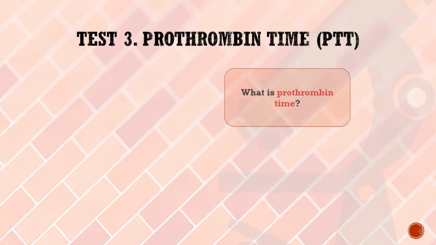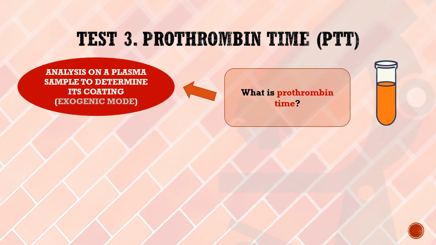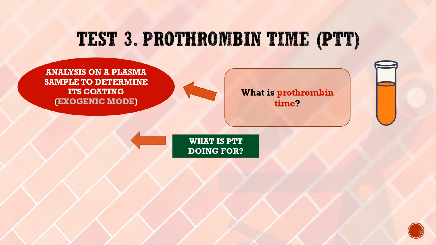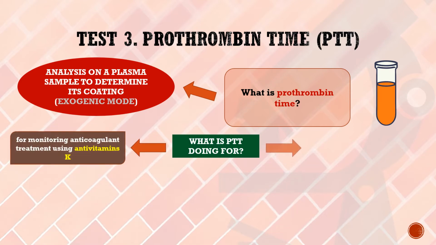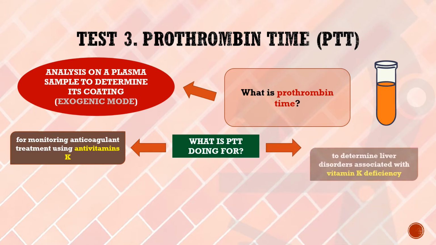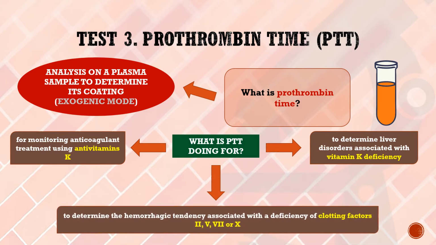Third test, prothrombin time. Prothrombin time is done on a plasma sample to determine if it is clotting exogenously. It is measured for the following purposes: determination of hemorrhagic tendency associated with a deficiency of coagulation factor of type 2, 5, 7 or 10, observation of anticoagulant treatment using antivitamin K, and determination of liver disorders associated with vitamin K deficiency.